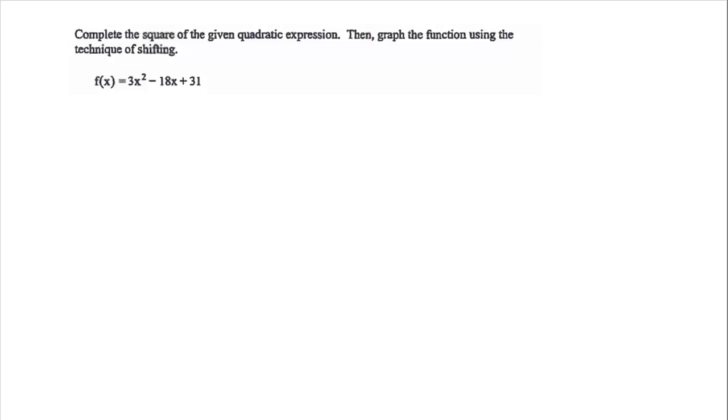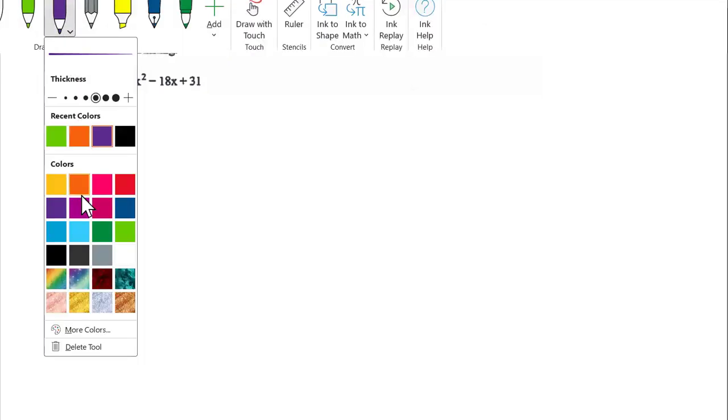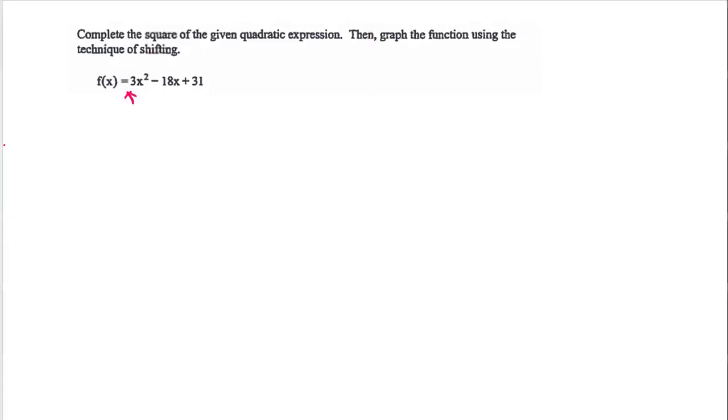Okay, so again, this problem here is similar to the previous problem we just did. The difference here is we do have that 3. So again, how do we address that? All right. In order to complete the square, that's what we're trying to do, the leading term has to be 1. Okay. In this case, the leading term is 3, so we can't do it. So what we need to do is find a way so that the leading term is 1.